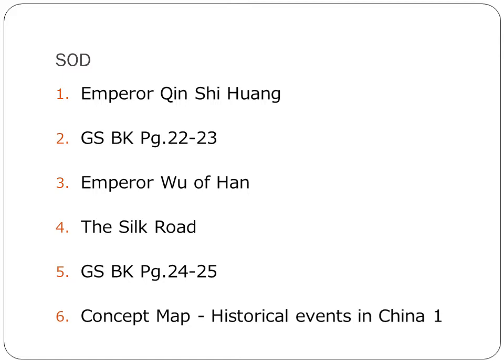Then we'll proceed to look at Emperor Wu of Han Dynasty. We'll also look at the Silk Road, the Jade Suit, and a few of the inventions during the reign of Emperor Wu of Han. So this will correspond to workbook pages 24-25. And finally, as homework, you need to do a concept map about historical events in China, which I will talk about later.